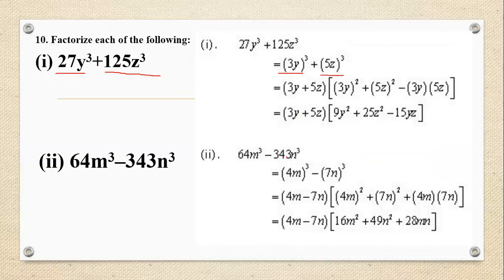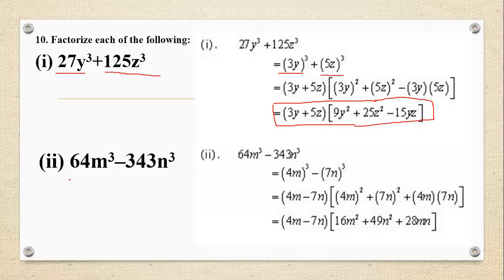So here we have the cube of the first value and the cube of the second value. So it becomes equal to (x plus y)(x square plus y square minus xy). This is what we have used: the first part of question number 9 as the identity to solve the first part of question number 10.